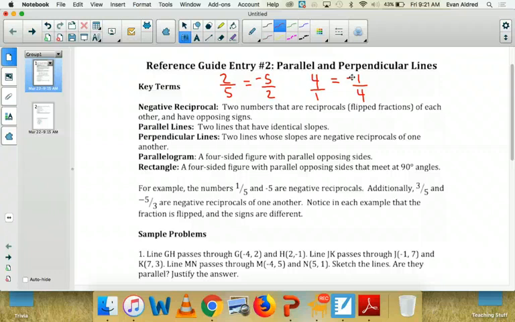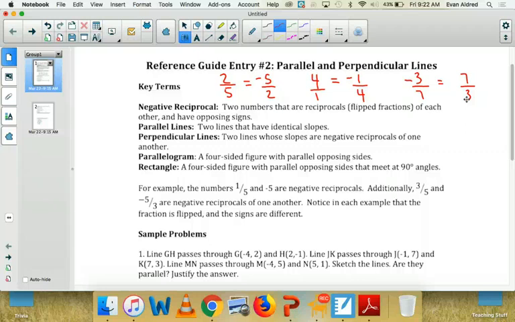Well, what happens if we start with a negative? Let's say we start with negative 3 over 7. We want the negative reciprocal of that. Well, we just start, as we did before, by flipping the fraction. And now you'll notice we started with negative 3 over 7. So since we started with a negative, its negative reciprocal will be positive. Okay? So when taking negative reciprocals, we flip the fraction and we change the sign.